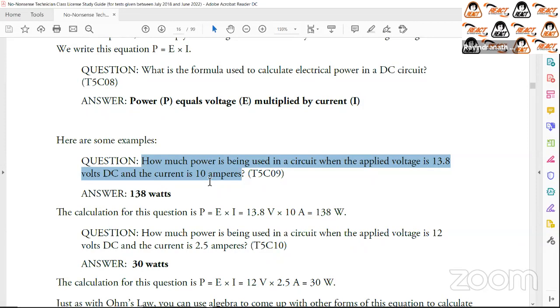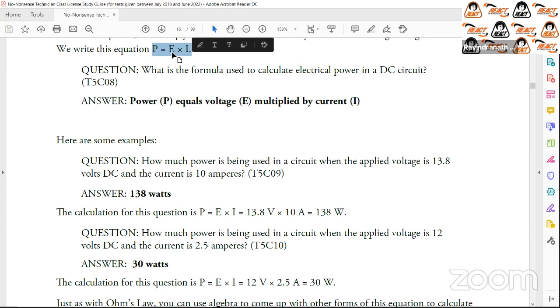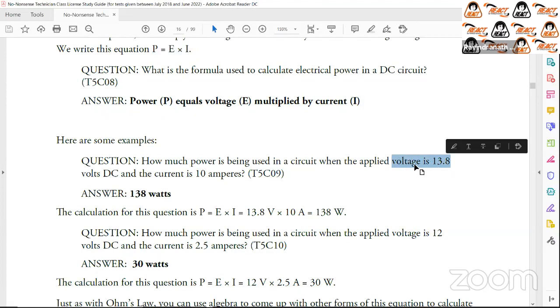Well, we know once they ask us for power, the formula that we're using is what? P is equal to E multiplied by I. So all we have to look for in the question is what is E and what is I. But they give us that. They tell us E, which is the voltage, is what? 13.8. Look at right there in the question.